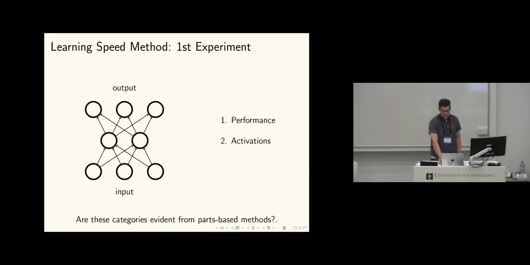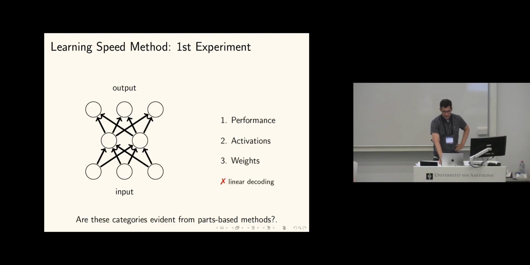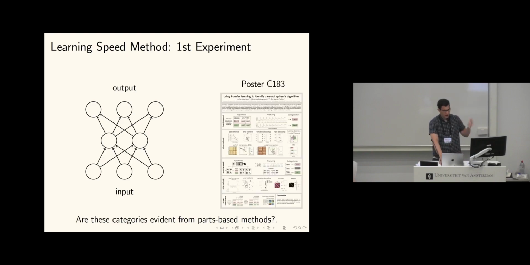We then looked at activations, and we found that we could not linearly decode these categories from the activations. We also found that these categories did not correspond to the RSA similarities. Next, looking at weights, we couldn't linearly decode them either, and once again, these categories were not evident through weight similarity analyses. For the full analyses, I hope you'll come see the poster.